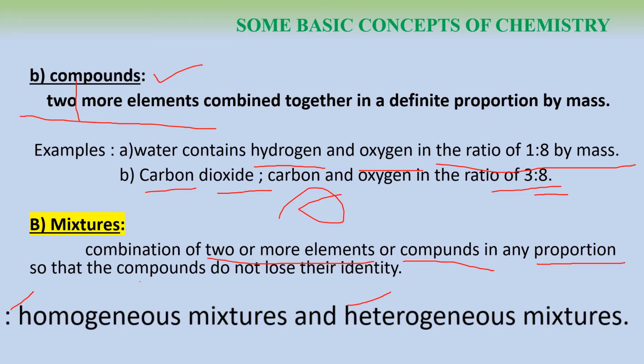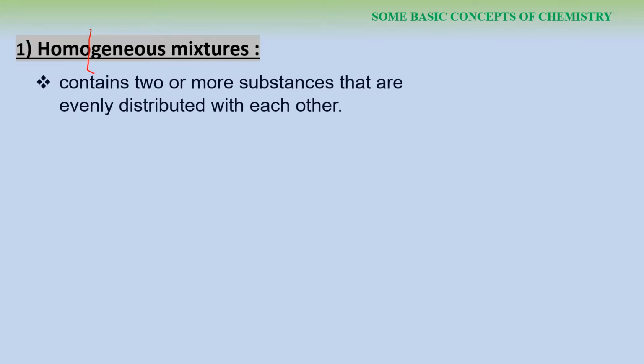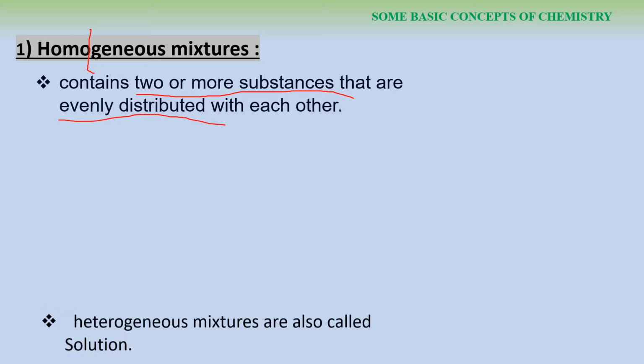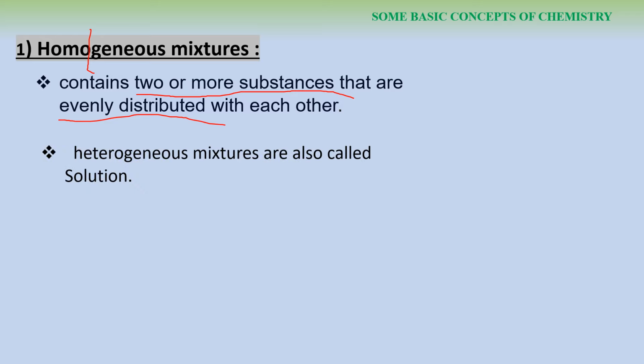Let us see what homogeneous is. So let's discuss homogeneous mixture. Homo means same or uniform. Homogeneous mixtures are mixtures which contain two or more substances that are evenly distributed. Remember this word, evenly or uniformly distributed with each other. For example, so here it is not heterogeneous, it is a homogeneous mixture.